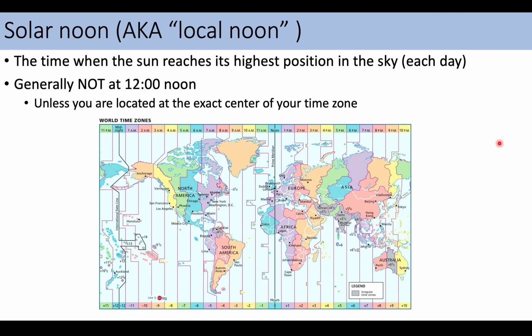Otherwise, it's going to be offset by a few minutes. So the highest in the sky might happen at 11:55 or at 12:03, for example, depending on where you are located in your time zone. Because the sun reaches the highest position at the very center of the time zone directly at noon in each time zone.